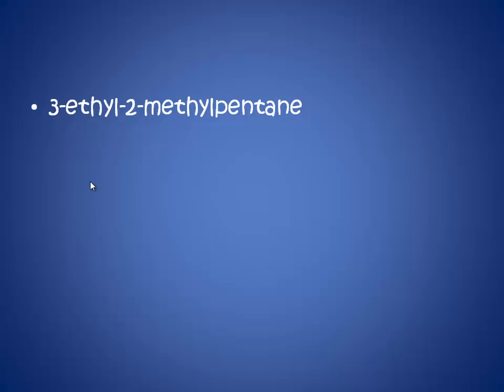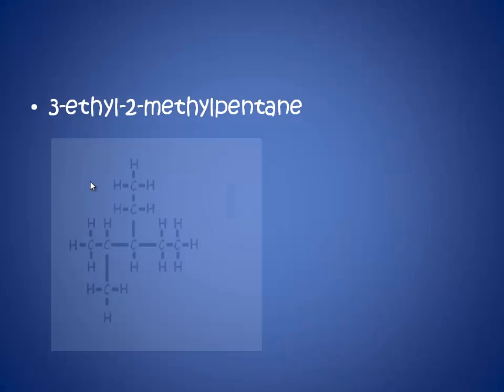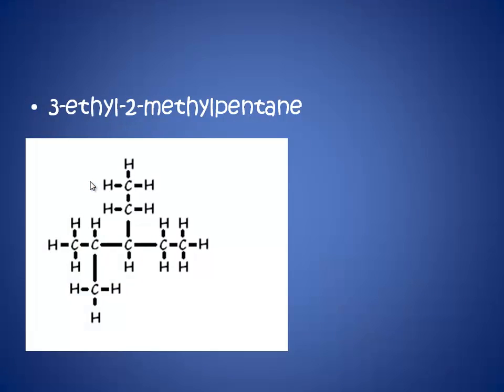We have another example, 3-ethyl-2-methylpentane. So we have 5 carbons, and then we have in the carbon 3 an ethyl, that is here, and the 2-methyl. We have in the carbon 2 a methyl.